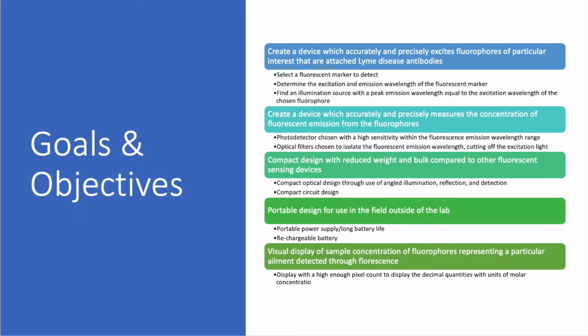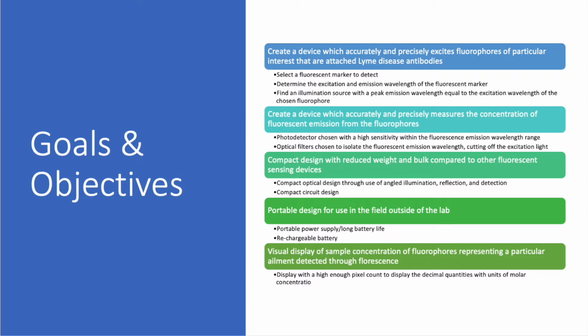For the project's goals and objectives, we have to create a device which accurately and precisely excites fluorophores of particular interest that are attached to Lyme disease antibodies by selecting a fluorescent marker, determining the excitation and emission wavelength of the fluorescent marker, and finding an illumination source with a peak emission wavelength equal to the excitation wavelength of the fluorophore. To create a device which accurately and precisely measures the concentration of fluorescent emission from the fluorophores, the photodetector chosen has a high sensitivity with the fluorescence emission in the wavelength range. The optical filters chosen are to isolate the fluorescent emission wavelength and to cut off the excitation light.